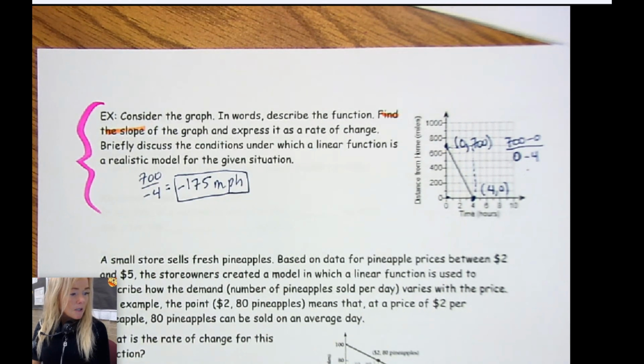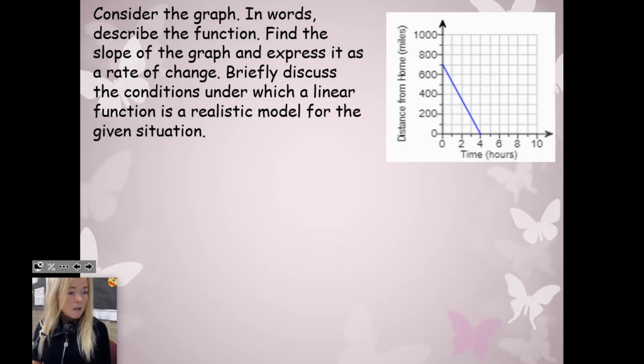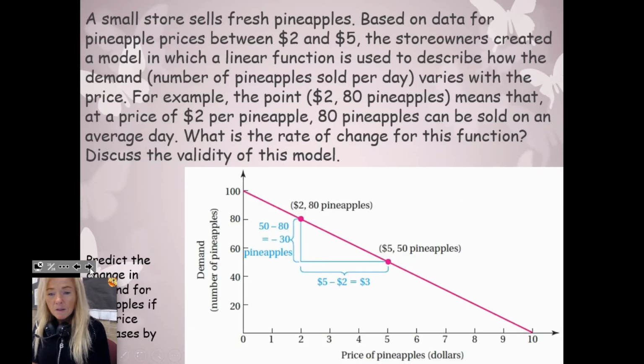Okay, we're moving on to our next section. A small store sells fresh pineapples. Based on data for pineapple prices between $2 and $5, the store owners created a model in which a linear function is used to describe how the demand, the number of pineapples sold per day, varies with the price.